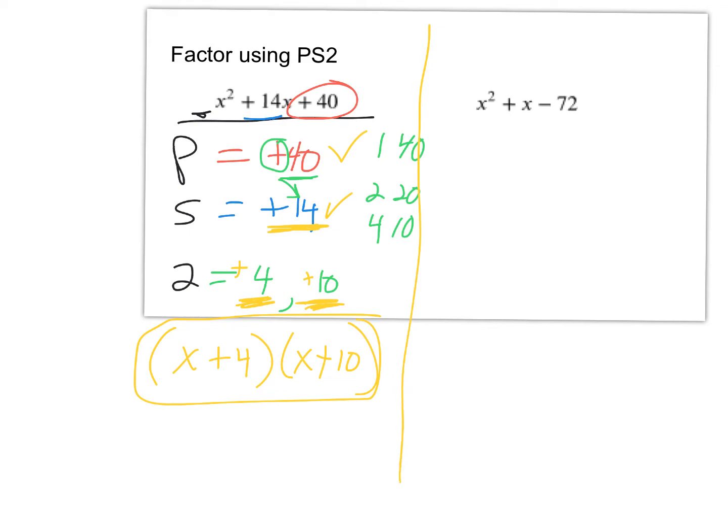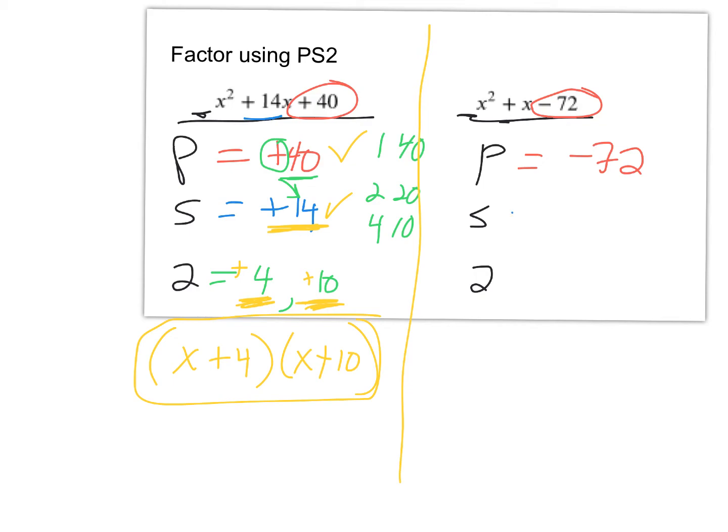All right, now here's where we got to be careful in this one. I see a lot of weird garbage with this one, so we got to be careful. So let's start. 3 pieces. Yep. Leader in front of the square. Nope. So I can use PS2. Product, -72.